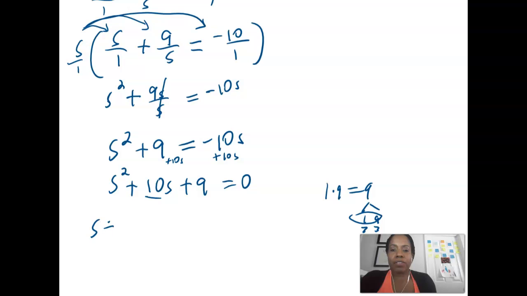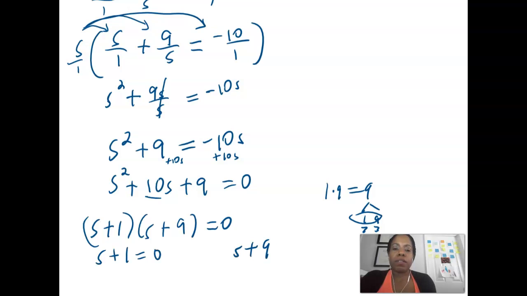So my factors are s plus 1 times s plus 9 equals 0. Set each factor equal to 0 and solve. So the two answers we get are s equals negative 1, s equals negative 9.